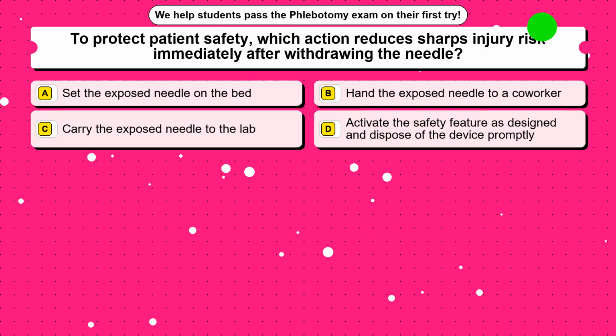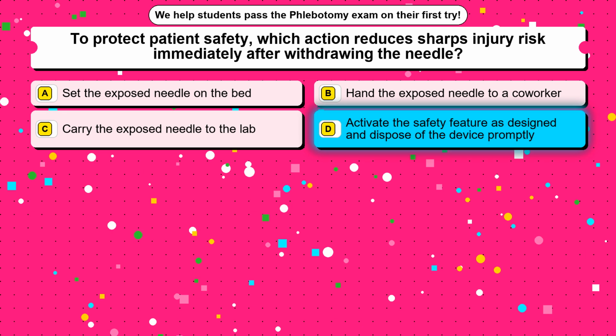Question 100. To protect patient safety, which action reduces sharps injury risk immediately after withdrawing the needle? Option A. Set the exposed needle on the bed. Option B. Hand the exposed needle to a coworker. Option C. Carry the exposed needle to the lab. Option D. Activate the safety feature as designed and dispose of the device promptly.